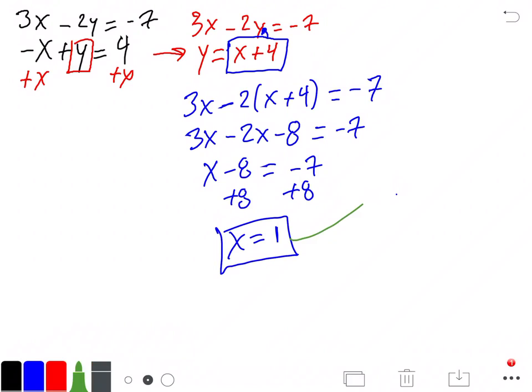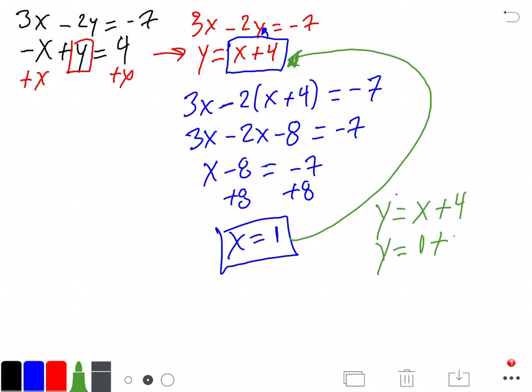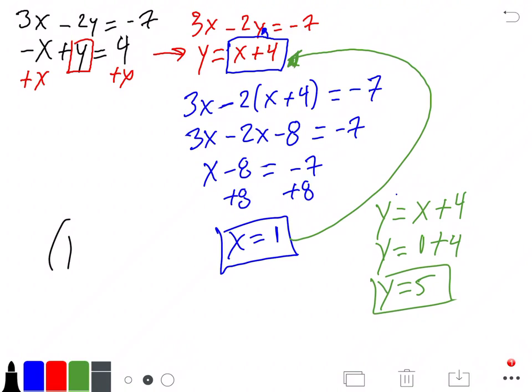Once we have that part, we can now plug it back into one of the original equations to solve for y. Since we have an equation where y is already isolated, I'm going to plug it into there, so y is x plus 4, which means y is 1 plus 4, which gives me y value is 5. And of course, you need to write your answer as an ordered pair, 1, 5.